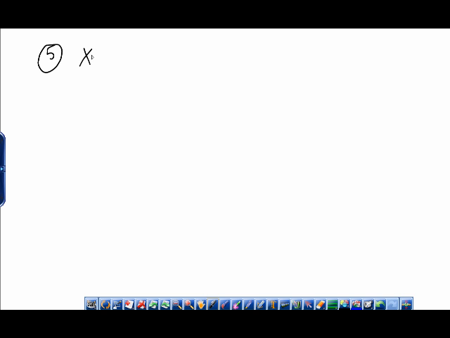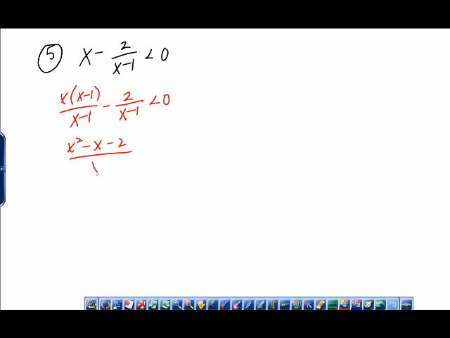Okay, let's say we have x minus 2 over x minus 1, and that's less than 0. So it's already set up where it's compared to 0, which is nice. But what I don't have over here is a common denominator, so I need to do that. And I'm going to have to multiply x by x minus 1 to make that happen, top and bottom. Okay, so then I have x squared minus x minus 2 over x minus 1 less than 0.